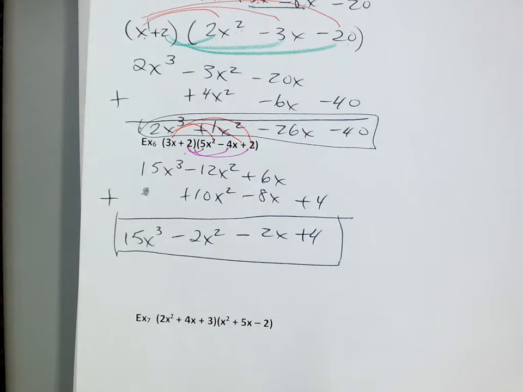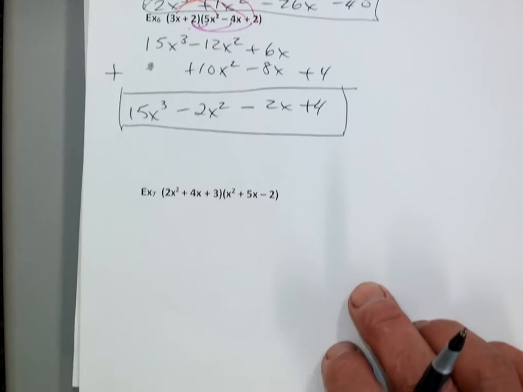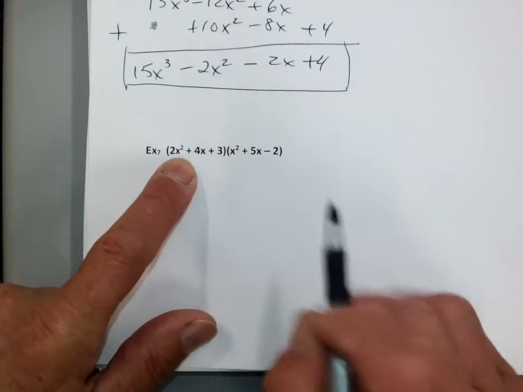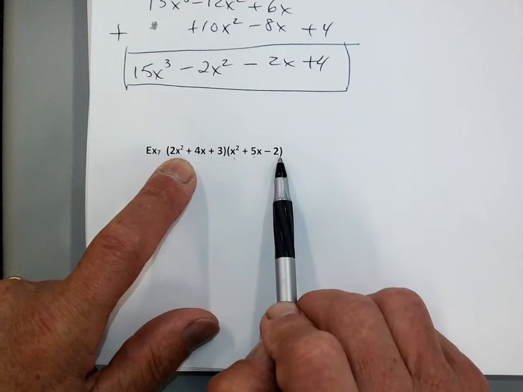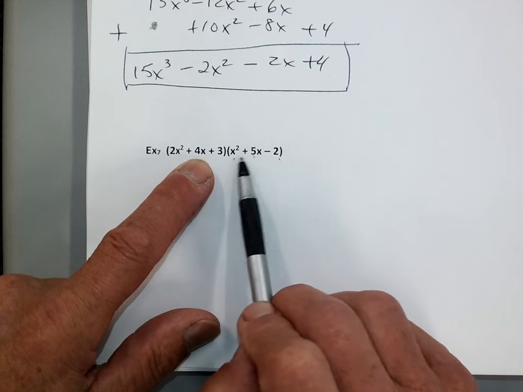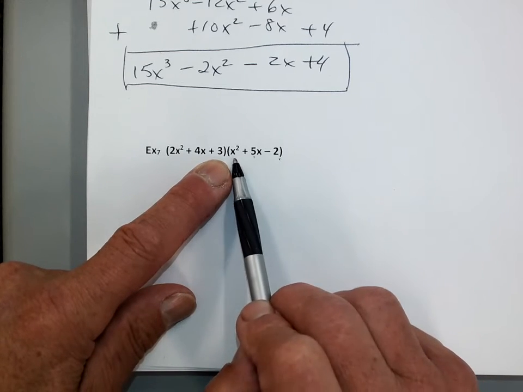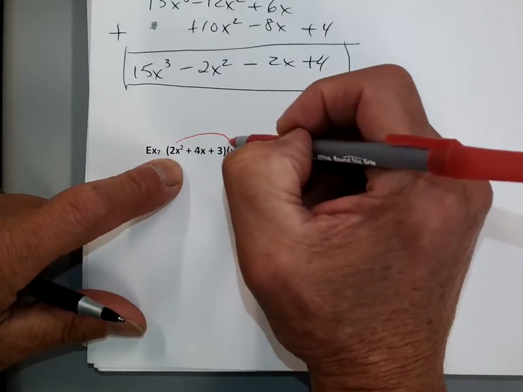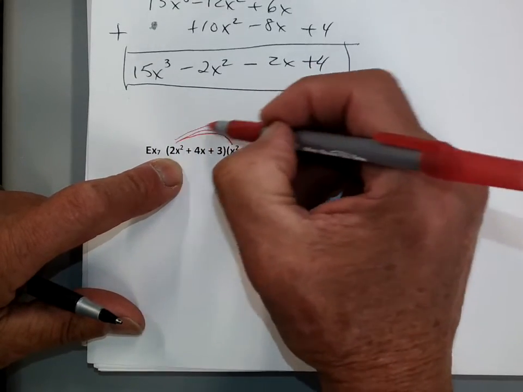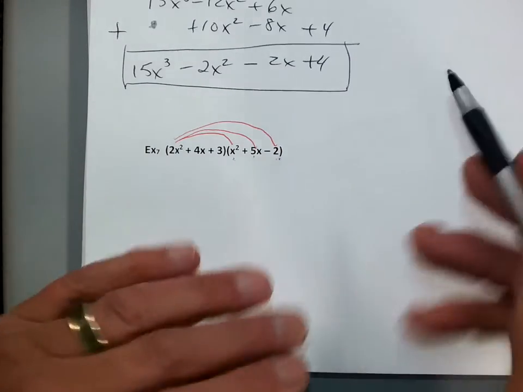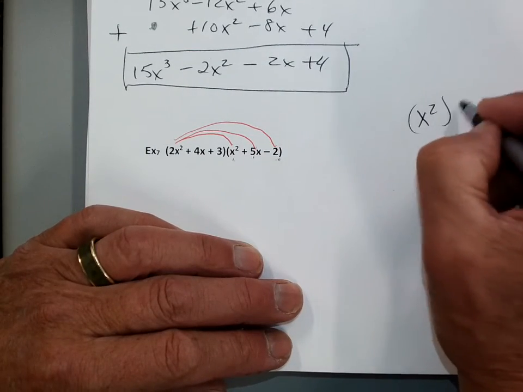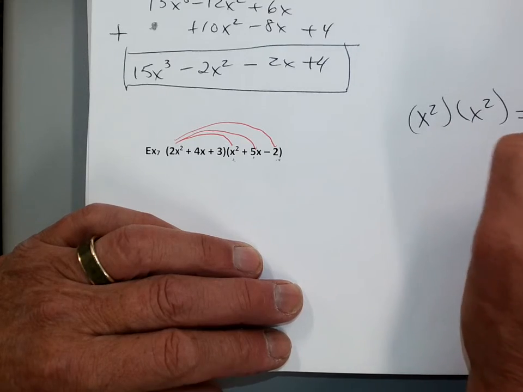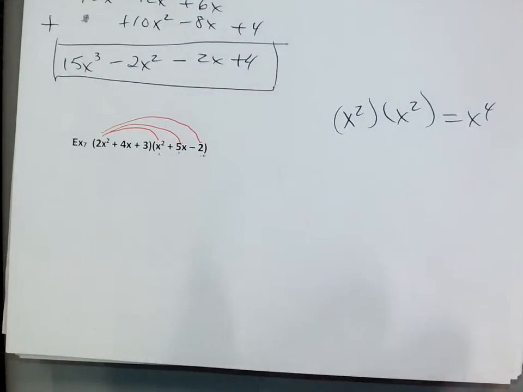It is. Okay, example 7. Oh, this is a biggie because we got to multiply 2x squared times all three of those. Then 4x times all three of these. Then 3 times all three of these. So what we're going to get is really nine different terms. We've got to add them all up. So, deep breath. Let's start. Okay, 2x squared times x squared, 2x squared times 5x, and 2x squared times negative 2. Now, before we start, a little note: x squared times x squared is an x to the fourth when you're multiplying.